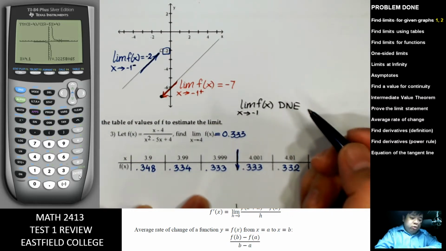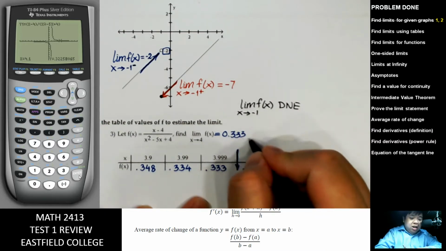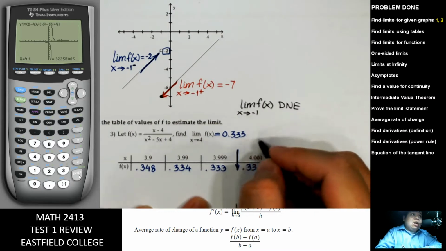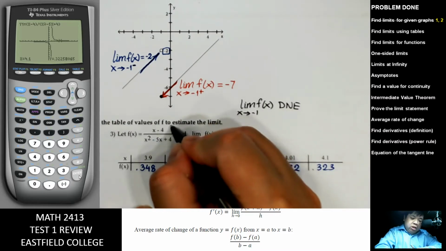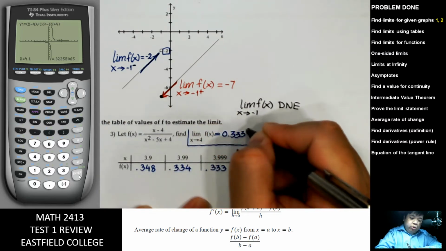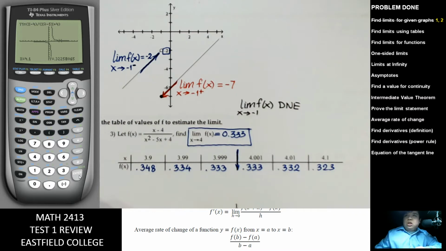If we want the actual value, we can take this number approaching 0.3333, and that is 1 over 3. But this one we just estimate the limit. So we say the limit when x goes to 4 is about that. So it's good enough. Right. Let me update the list.